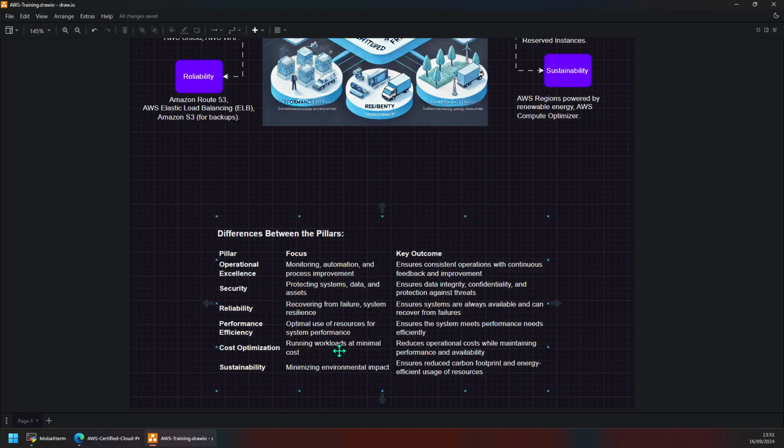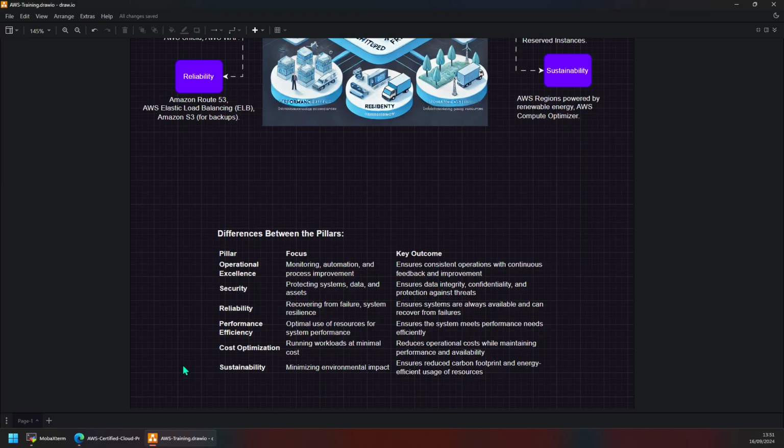And then performance efficiency. This is where we talk about the efficiency of your system performance. When there is increased demand, you increase the number of instances. When you have decreased demand, you decrease the number of instances to save a lot of cost. And in terms of cost optimization, we are speaking about running workloads at minimum cost and reducing the operational cost by maintaining performance and availability.